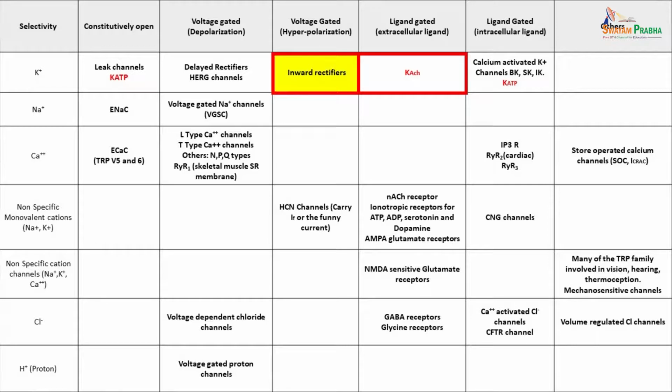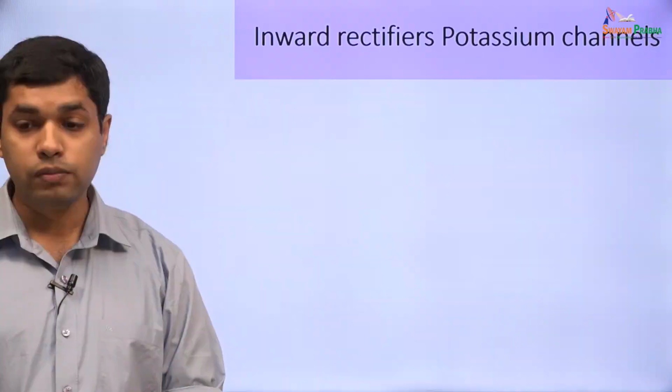You will see that the K-ATP channel is shown as a ligand gated channel by an intracellular ligand. It's also shown as one of the channels that are constitutively open at the RMP. So the K-ATP channel is a constitutively open channel and is also an intracellularly gated ligand gated channel, whereas the acetylcholine potassium channel, or the K-ACH channel, is a ligand gated channel that is gated by an extracellular ligand.